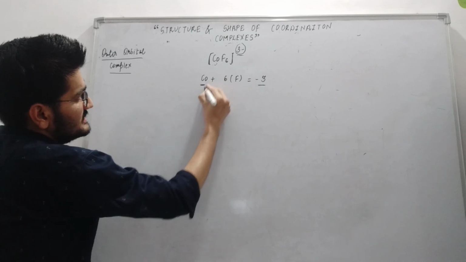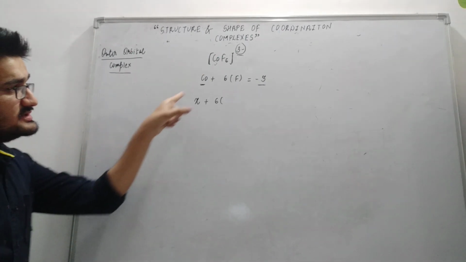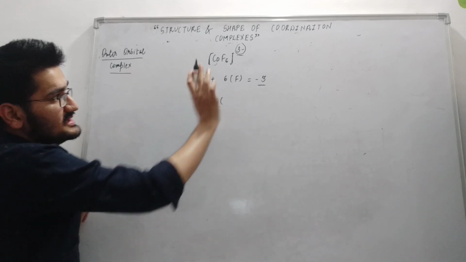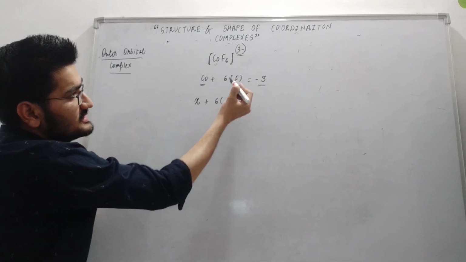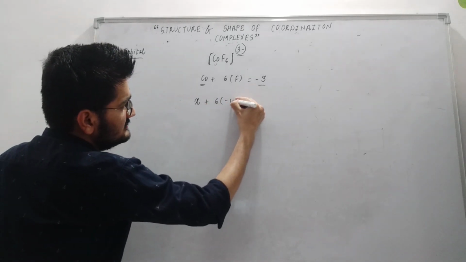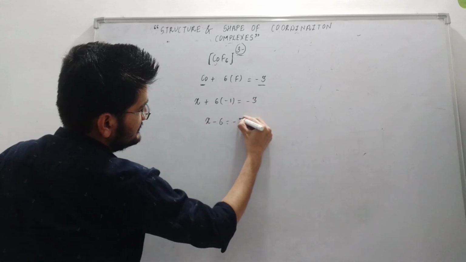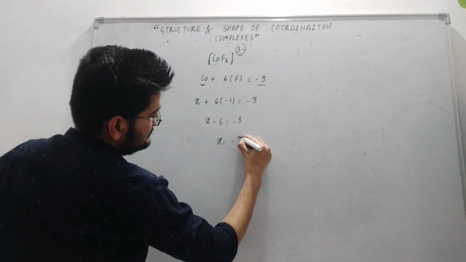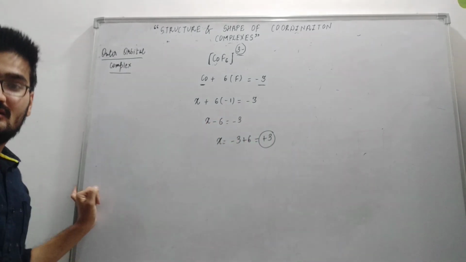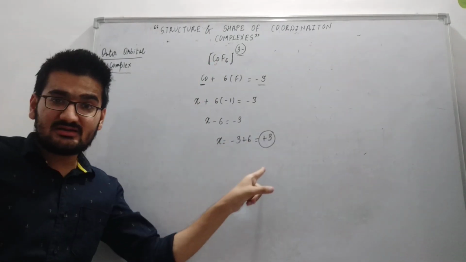We have already assumed that the oxidation number of cobalt is X, and for the remaining atoms we have to put the charges. The charge for fluorine is -1 and the total is -3. So X minus 6 equals -3, and X equals -3 plus 6, and it will be +3. So we can say that in this complex, cobalt is in +3 oxidation state.